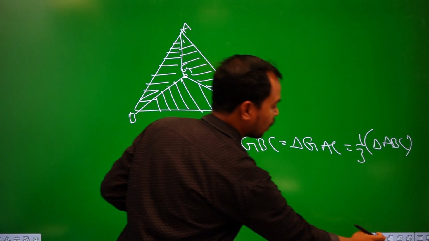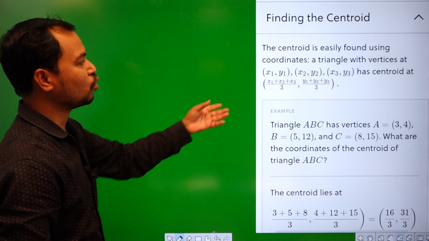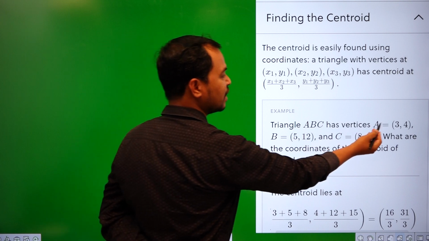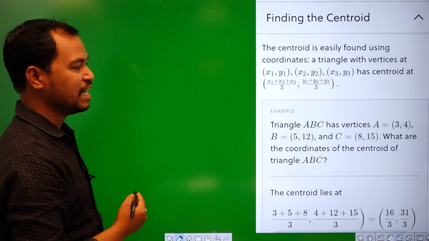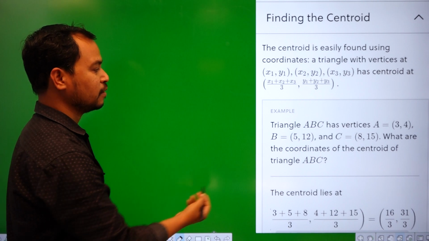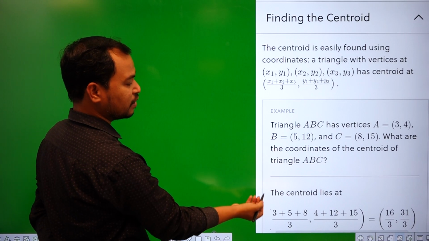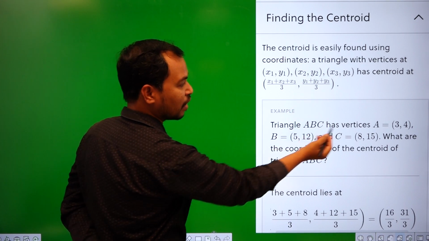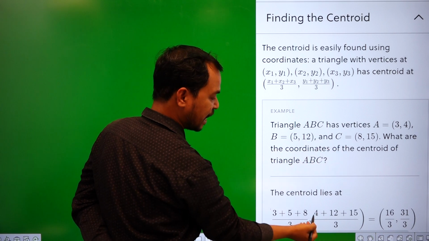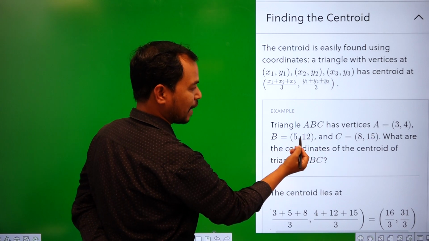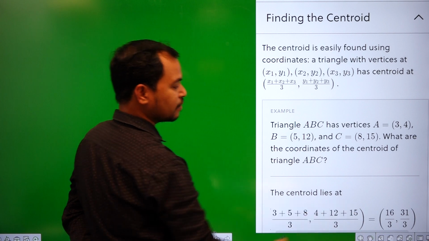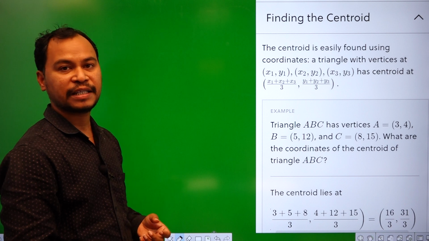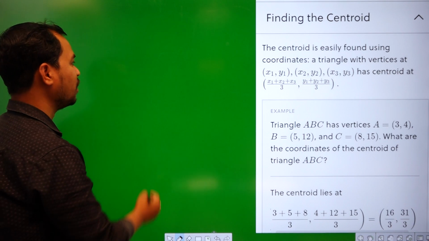Let us go for one example. Find the centroid of the triangle formed by the vertices (3, 4), (5, 12), (8, 15). So find G. Here, same formula, G is equal to (x1 plus x2 plus x3 by 3, y1 plus y2 plus y3 by 3). Here it is 3 plus 5 plus 8 by 3, and 4 plus 12 plus 15 by 3. The answer is (16 by 3, 31 by 3). So like this we can find the centroid of any triangle when the vertices are given.